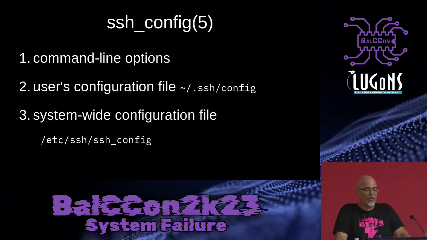So the thing that SSH provides us is the so-called SSH config file. You can have at least 3, you usually have 3 or more of these lying around in your system.